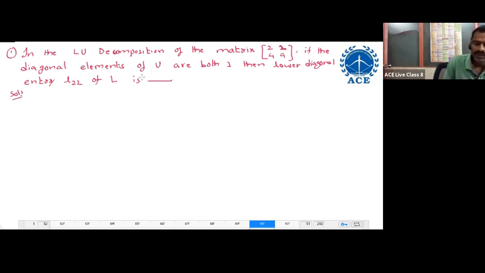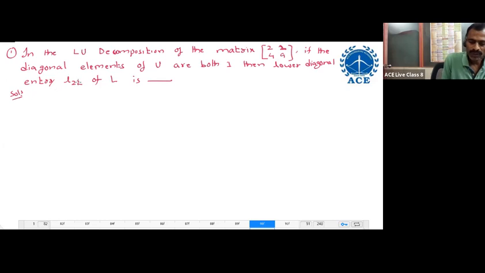What is the name of this method? Is it Doolittle's method or Kraut's method? Depending on the unit lower triangular matrix or unit upper triangular matrix, we have two methods. One is Doolittle's, the other one is Kraut's. According to Doolittle's method, in the lower triangular matrix, all the diagonal elements should be 1. According to Kraut's decomposition method, in the upper triangular matrix, the diagonal elements should be 1. According to this problem, the diagonal elements of U are both 1. That means it is Kraut's method.